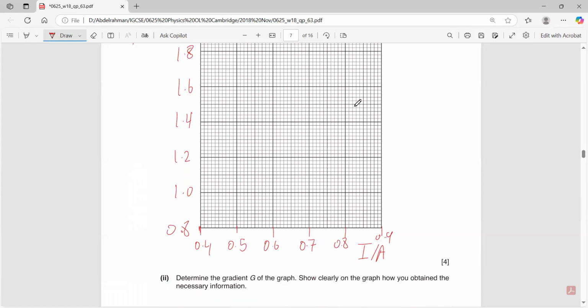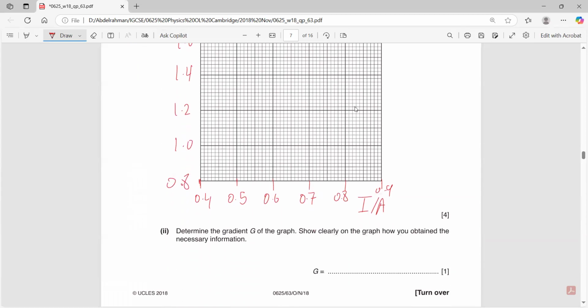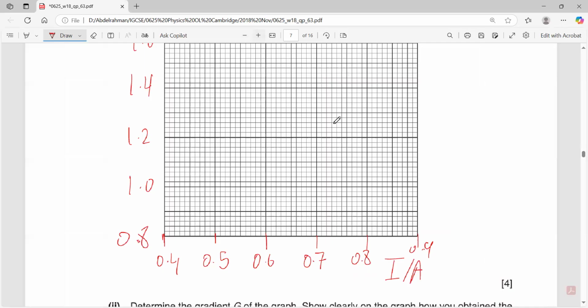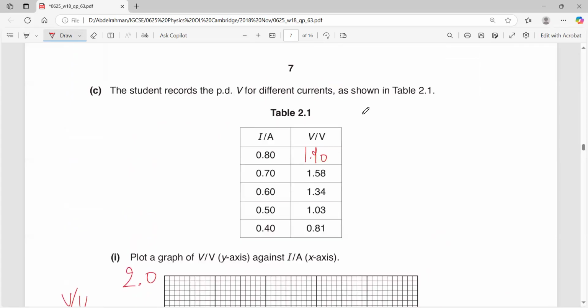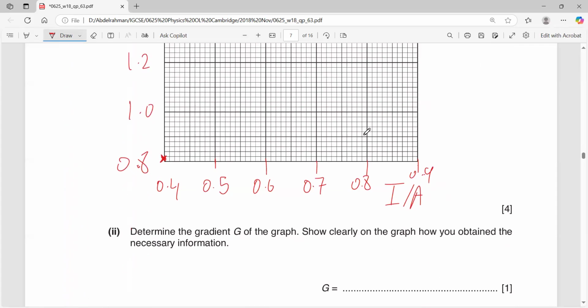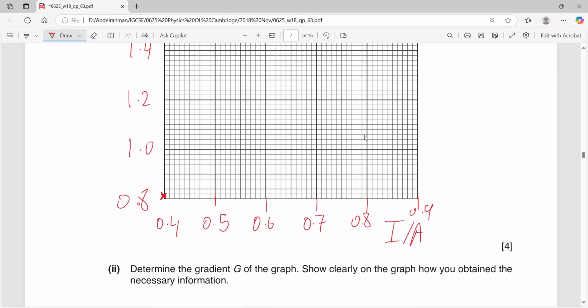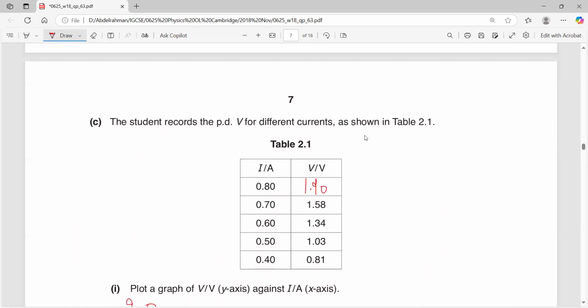0.4 with 0.81. So 0.4 and 0.81, if I zoom in a bit, would be exactly at this point. Actually, almost at the start of the graph. And then the second point, 0.5 and 1.03, so it's right over here. This is the second point.